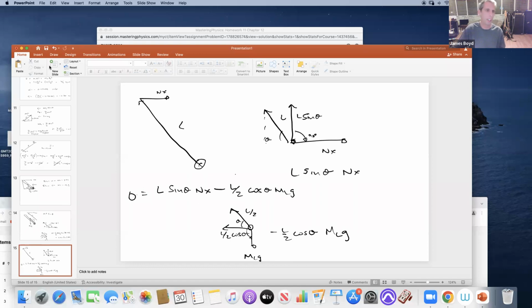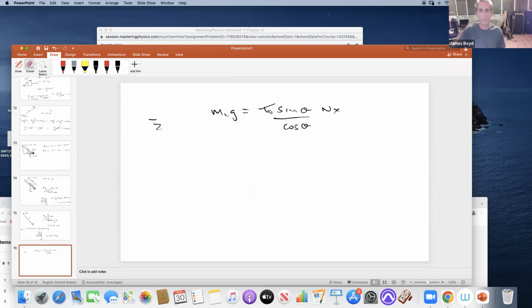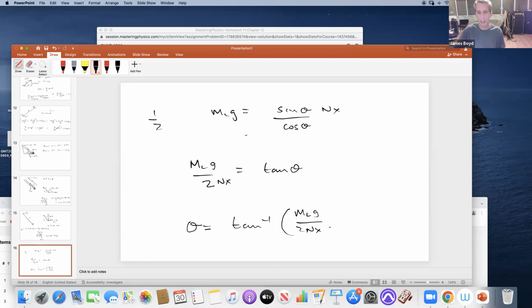Move that over, and what we get is the following. L to the half cos theta mlg is equal to L sine theta nx. The L's will cancel. I'm going to move the cosine over. So what I have now is mlg over 2 is equal to tan theta nx. All right, move nx over, divide through by nx. And my angle is the arctan of mlg over 2nx.